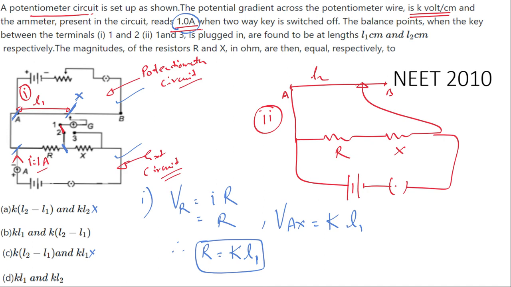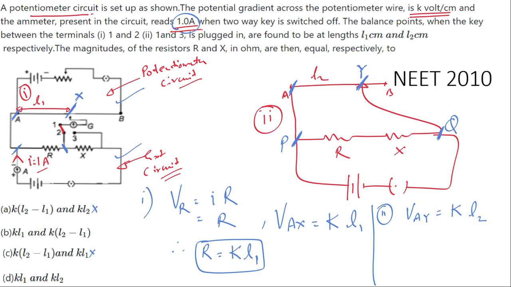Let us try to solve the second scenario. Again see the figure. The balancing length is L2, which means the potential difference between point A and Y should be equal to the potential difference between the point say P and point Q. So the potential difference across PQ should be equal to the potential difference across AY. Again using the same concept of potentiometer, VAY from the potentiometer circuit can be written as KL2.